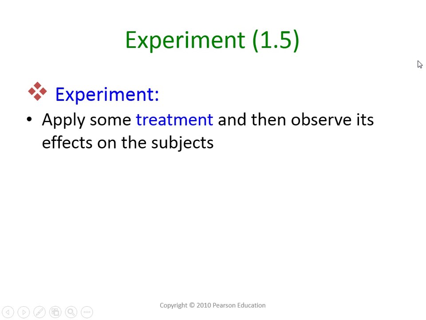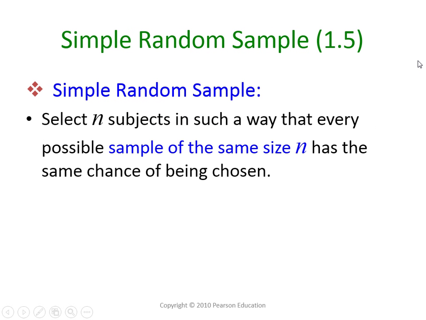But having that difference of whether it's an observation or an experiment makes a difference on what we can do with this information. So our simple random sample: you select n subjects in such a way that every possible sample of the same size n has the same chance of being chosen.